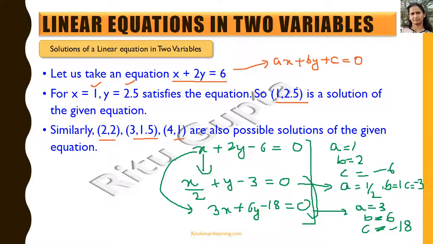So the same linear equation can be written in more than one way when we are representing it in the ax plus by plus c equal to 0 format, and so this can have different values of a, b and c and still represent the same linear equation in two variables.